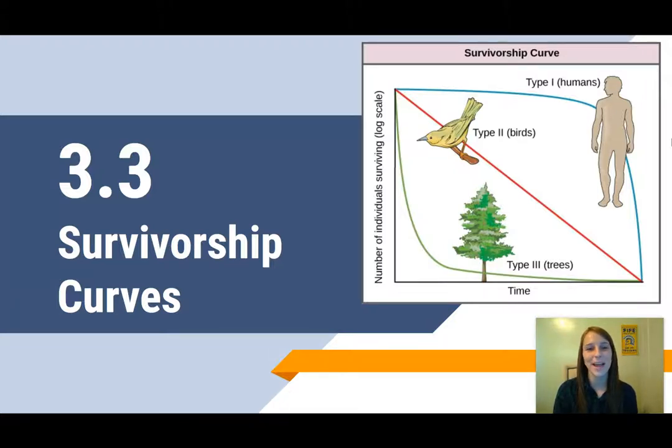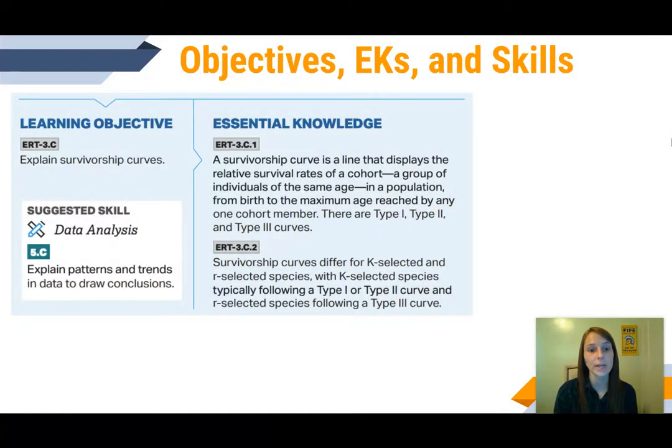Today we're going to be learning about section 3.3, which is on survivorship curves. The learning objective for today is that you'll be able to explain survivorship curves, and our essential knowledge is that you're going to be learning about the three different types of curves there are, type 1, type 2, type 3, and how these relate to the K-selected species and R-selected species that you just learned about in section 3.2.